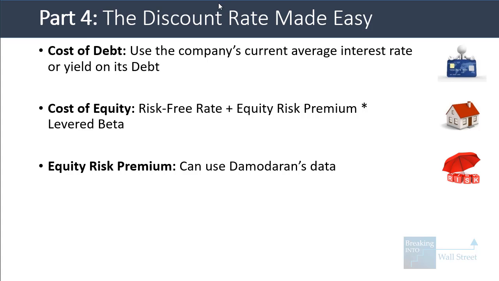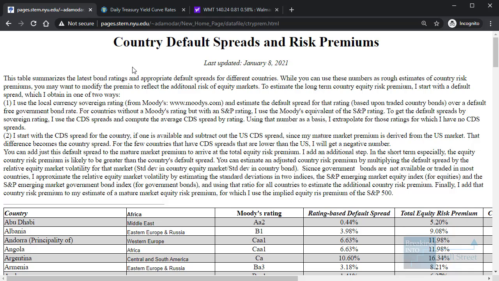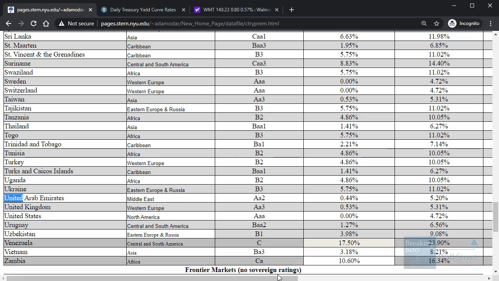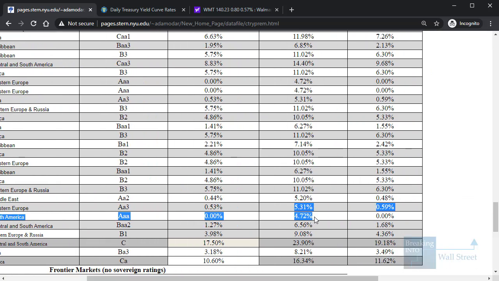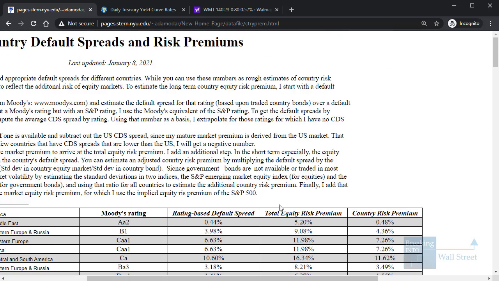For the equity risk premium, Professor Damodaran at NYU collects data, and he has country default spreads and risk premiums. If we go down and look at the United States, we can see that he's listing it as around 4.72% for the equity risk premium right here. So we could just take some of the data from this page.